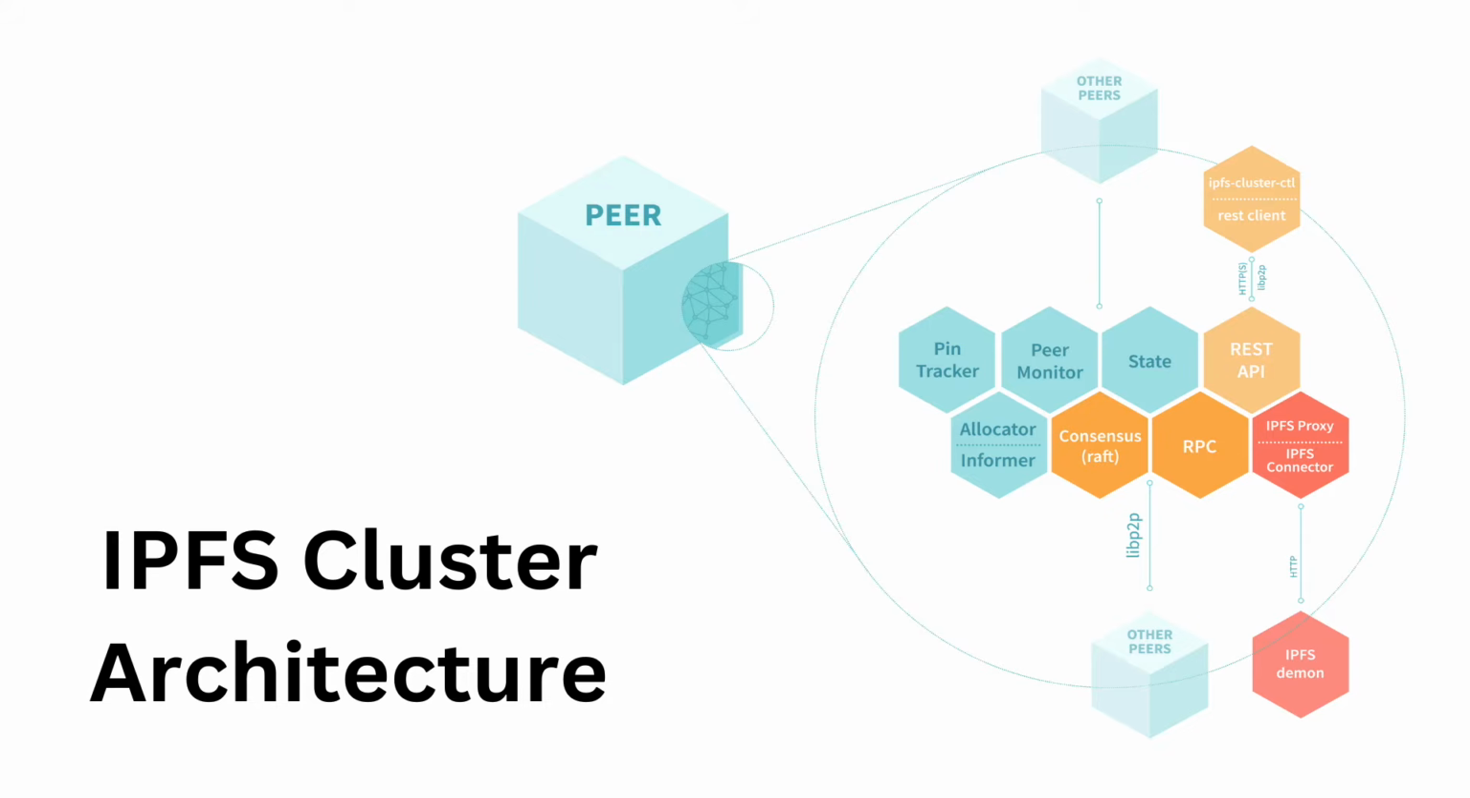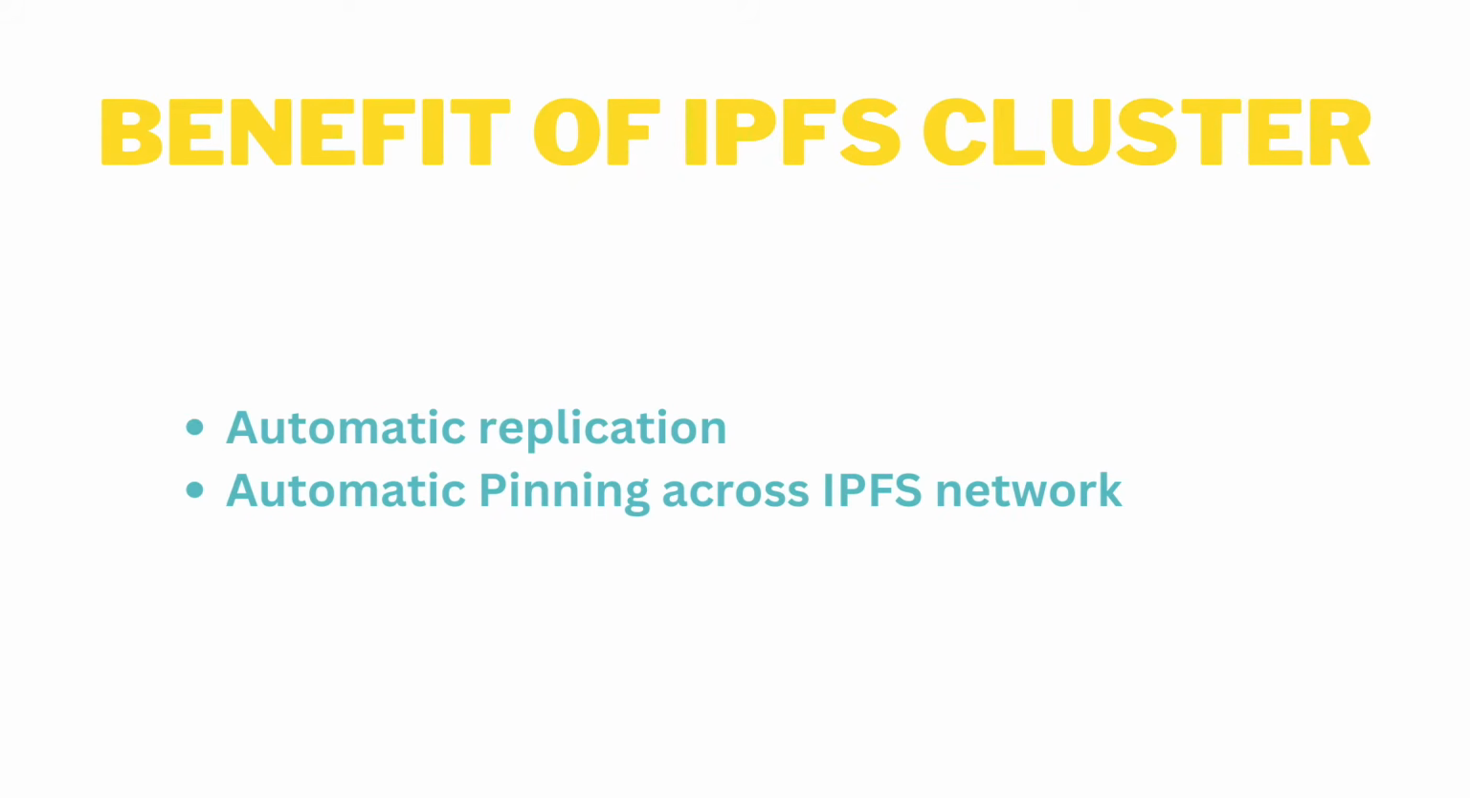So IPFS cluster is a way to automate the pinning and replication among multiple nodes. So this will ensure that the data is replicated among all the nodes and it will also ensure that the data is always pinned. These IPFS cluster nodes run as a sidecar to the actual IPFS node or the Kubo node. And in the last video, we saw how to run the Kubo node or the IPFS node on your local machine. And we will be extending the same concept here as well.